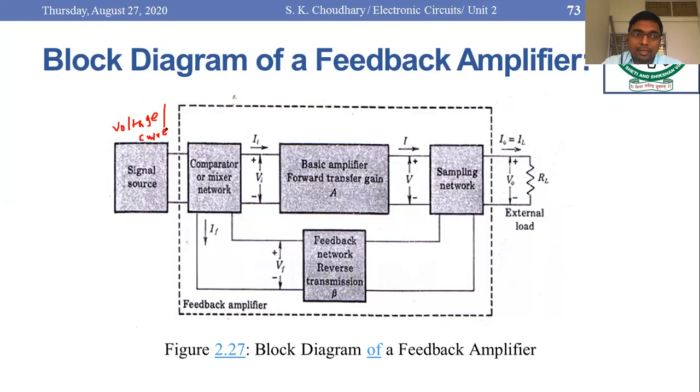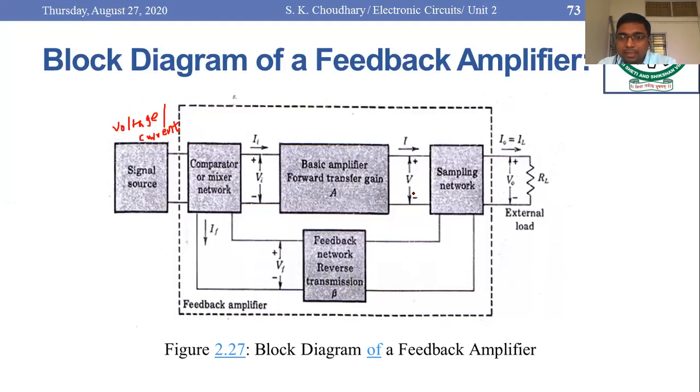Second is the comparator or mixer network. So what is the role of this? I will discuss it further. Then we move to the third one, that is the basic amplifier, where we calculate the gain. This is the amplifier made up from a transistor, a general transistor we have learned, like a common source amplifier.